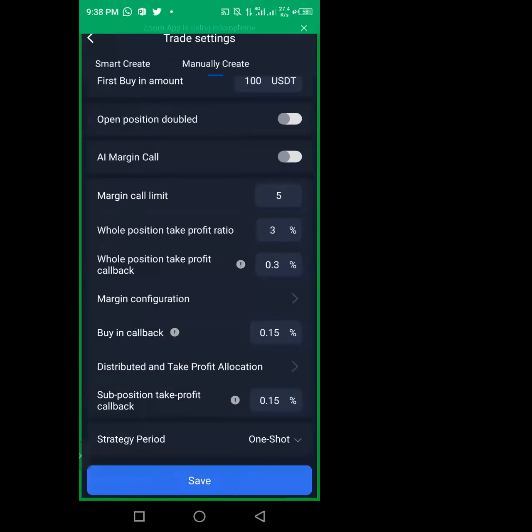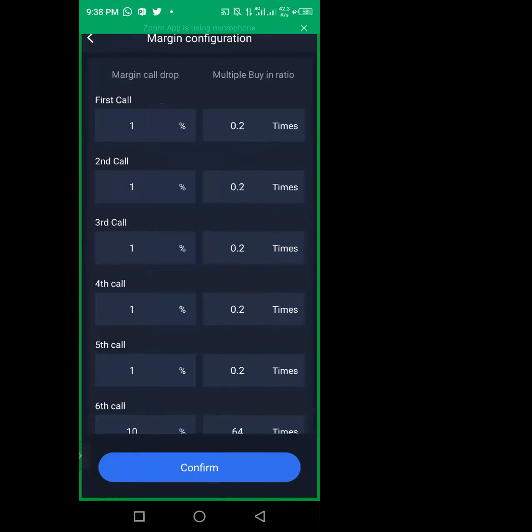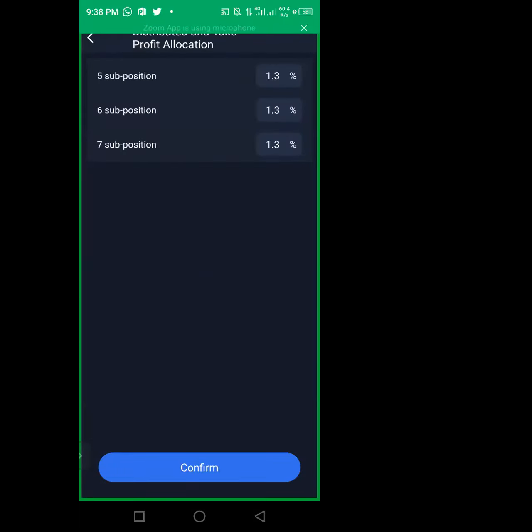Okay, let me increase it to 7. So I will explain with 7. So, let me enter distributed and take profits. So you can see distributed and take profits allocation.